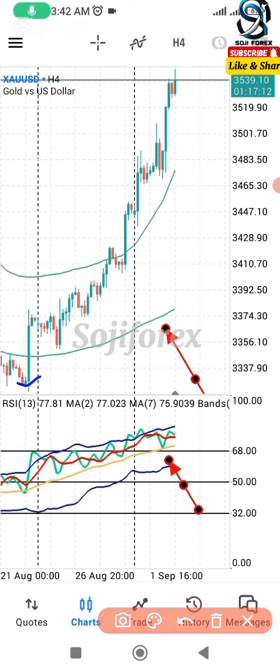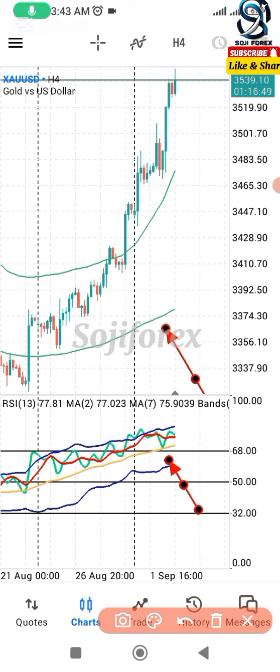So price moved from here to give us a higher low, higher high, right? Higher low, higher high, higher low, higher high, higher low. And then it keeps on going on and on, higher high, higher low. And presently, this is where we are.